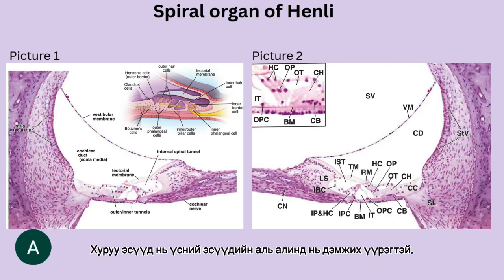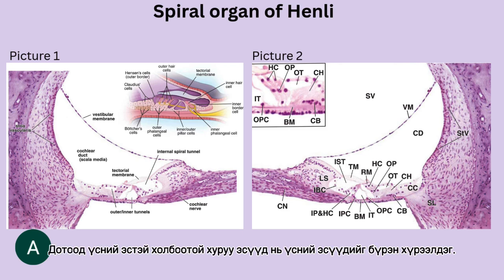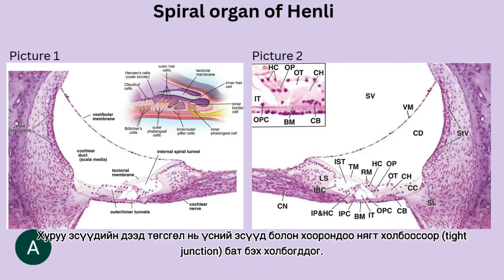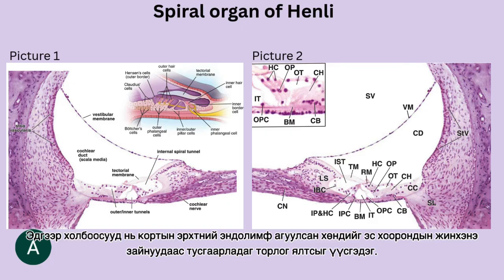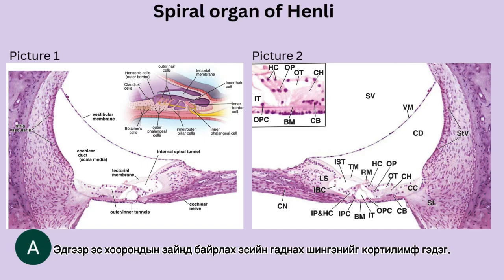Phalangeal cells are supporting cells for both rows of hair cells. The phalangeal cells associated with the inner hair cells surround the cell completely. The apical ends of the phalangeal cells are tightly bound to one another and to the hair cells by elaborate tight junctions. These junctions form the reticular lamina that separates the endolymphatic compartments from the true intercellular spaces of the organ of Corti. The extracellular fluid in the intercellular space is called Corti lymph.